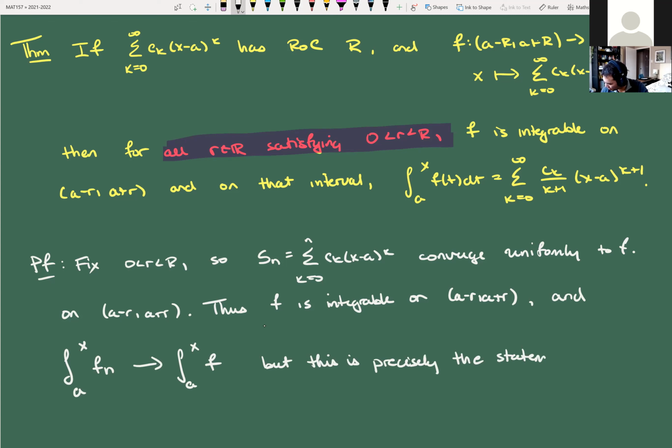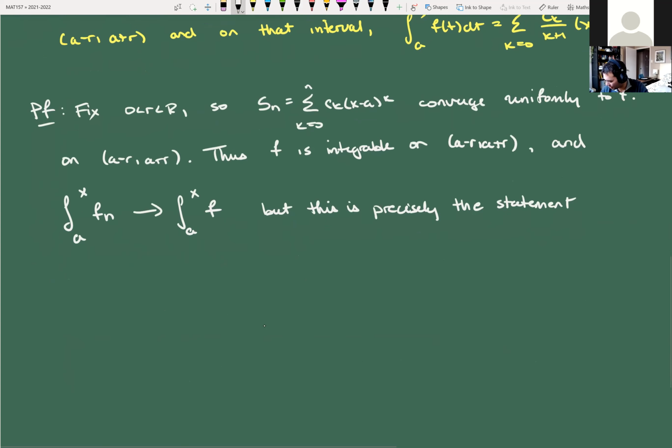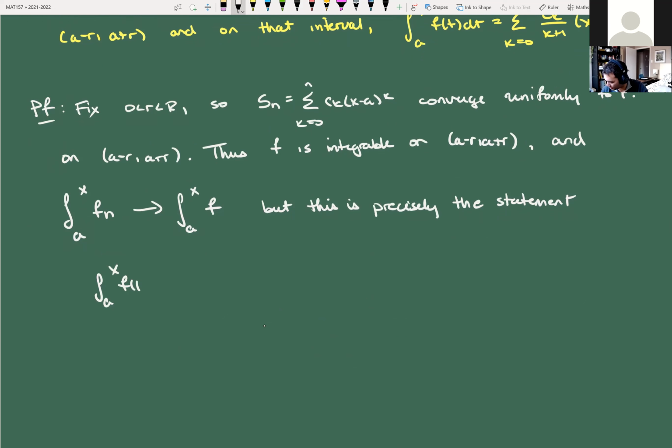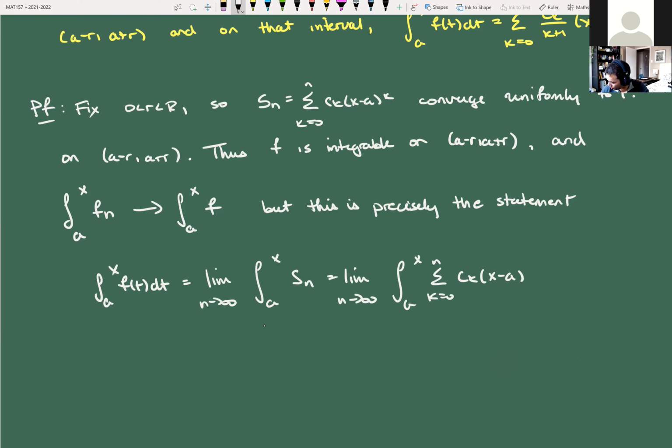This is precisely the statement that the integral from a to x of f(t) dt, so that's the right-hand side, is the limit, as n goes to infinity, of the integral from a to x of, let's say, S_n. Hopefully you maybe see this immediately, but if I write it out here, to show you the important part of what's happening.